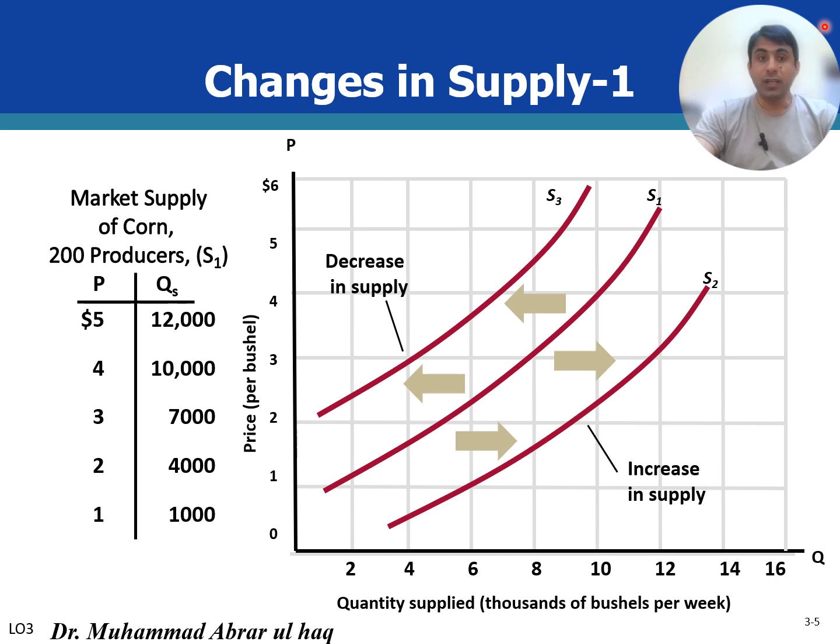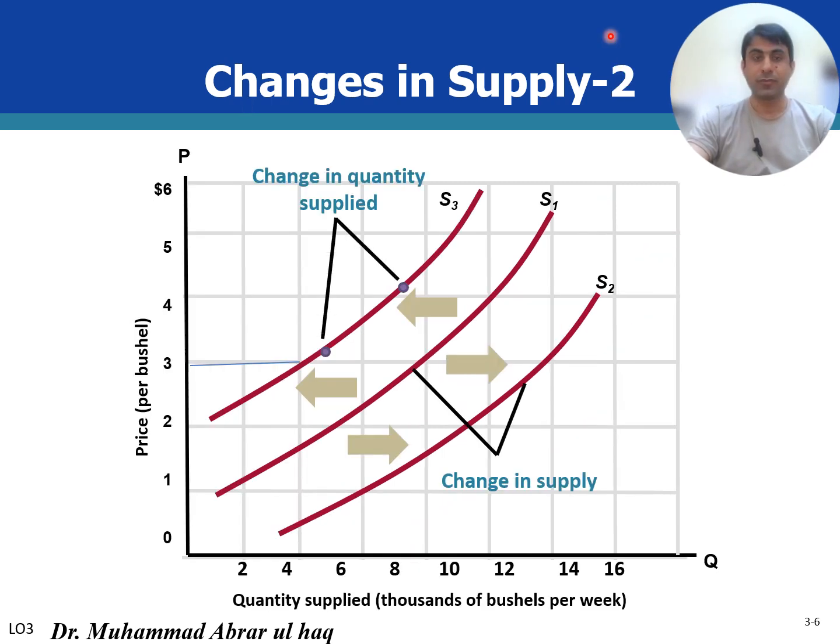Meanwhile, a decrease in supply is depicted by a leftward shift of the supply curve from S1 to S3. That indicates that at every price point, producers are now willing to supply less of the good or service compared to before. The factors contributing to a decrease in supply might include higher input costs, unfavorable regulatory changes, or a reduction in the number of suppliers due to industry consolidation.